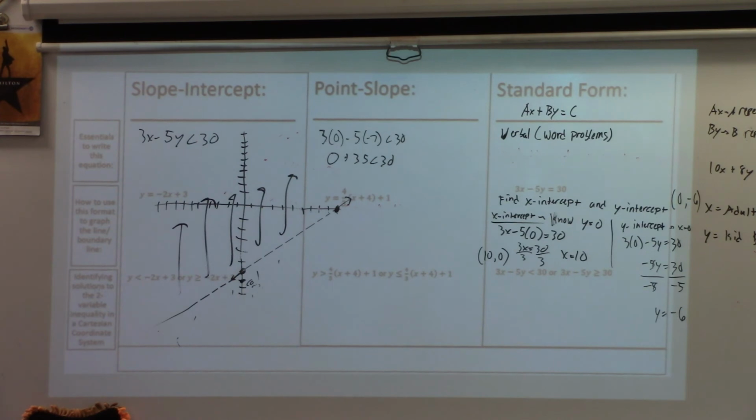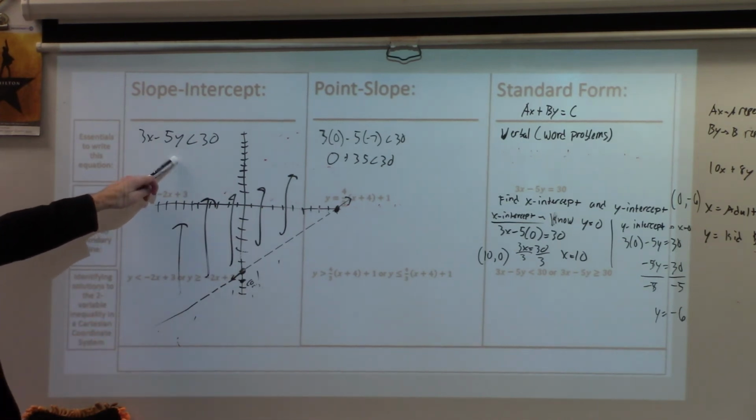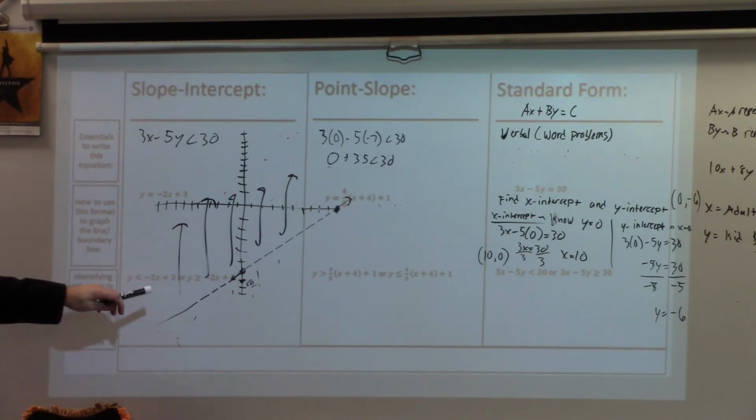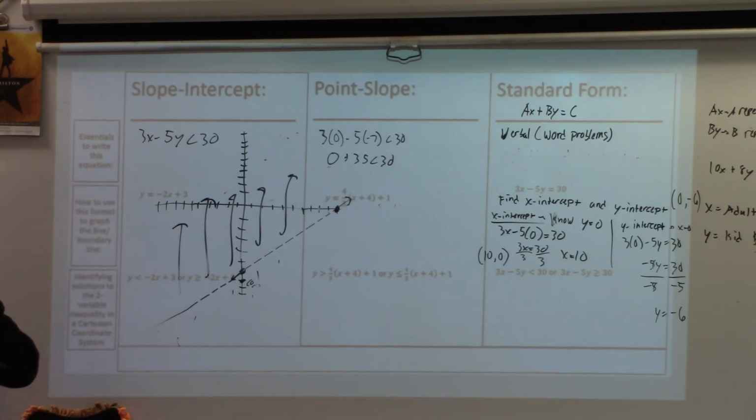That's not always the case, right? Because we just saw an example where we had a less than, but the solutions were above the boundary. Slope intercept, standard form, always.